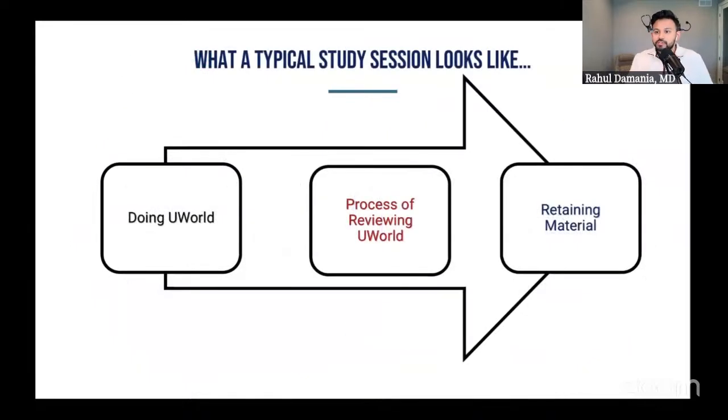Now what we're going to do is transition and go through the process of reviewing UWorld. Before we go into this, how many of you are currently using UWorld? And if you're using UWorld, are you doing it in tutor mode or time mode? Yolanda put tutor mode calms my anxiety. Go ahead and type into the chat. What are you all doing UWorld in?